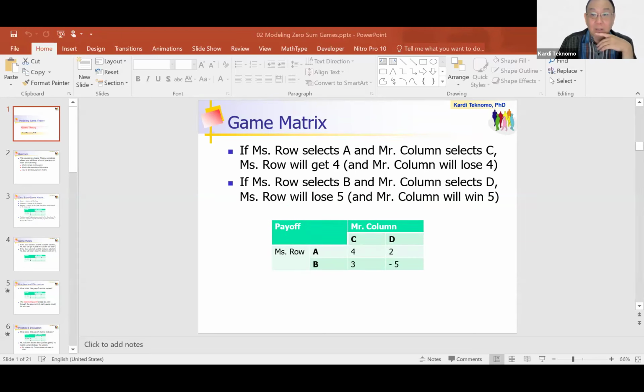Now if Miss Row selects A, and Mr. Column at the same time selects C, then Miss Row will get 4 here. That means Mr. Column will lose 4. Similarly, if Miss Row selects B and Mr. Column selects D, Miss Row will lose 5. That means Mr. Column will win 5.